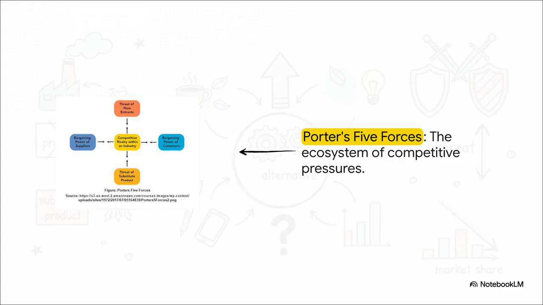We've got the threat of new entrants, the bargaining power of buyers and suppliers, and, down at the bottom, the main focus of our explainer today, the threat of substitute products. It's just one single force, but make no mistake, it has the power to completely upend that central rivalry and dictate the ultimate profitability of the entire industry ecosystem.